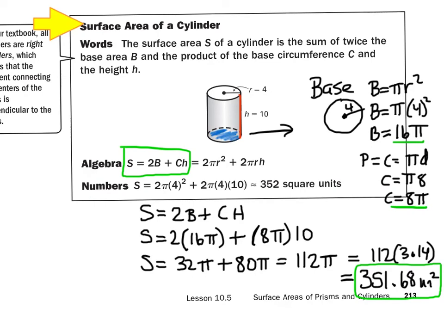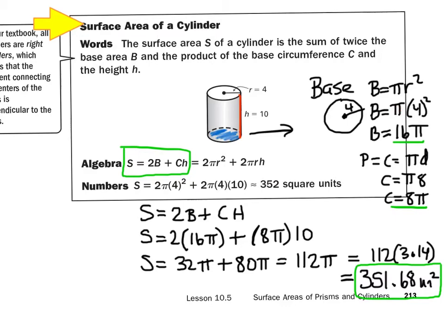Okay, so the cool part is you can find the surface area of a cylinder using that same formula. So the surface area of a cylinder equals 2 times the base area plus, but rather than perimeter, remember to go around a circle, that's circumference, times the height of the cylinder. So again, I would have shaded the base blue and then I'd draw the circle here. And notice they gave us the radius was 4, so I put that in. So the base area is pi times the radius squared.